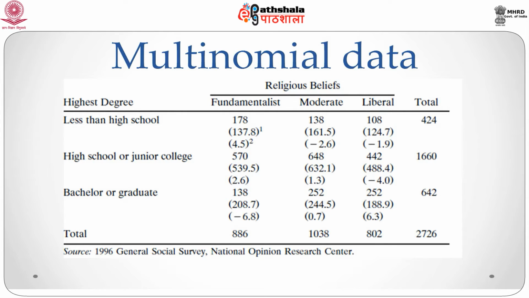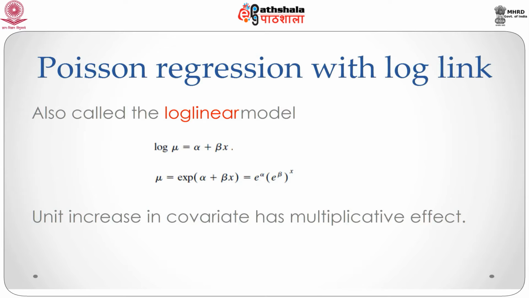There are, of course, more subtle points in this. For example, you will observe that the highest degree is actually something which can be referred to as an ordinal variable, whereas religious belief is a nominal variable. In earlier modules, we have defined the various kinds of analysis and summary measures which are appropriate for the settings where we have ordinal data or nominal data. For now, we shall concentrate more on regression methods. So the most common Poisson regression model is the Poisson regression with a log link.